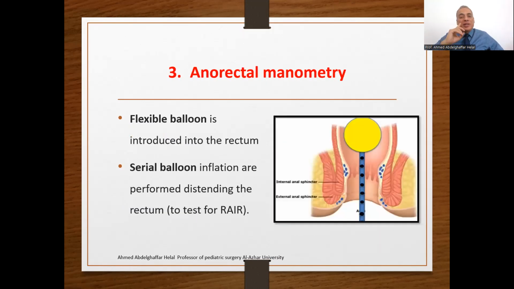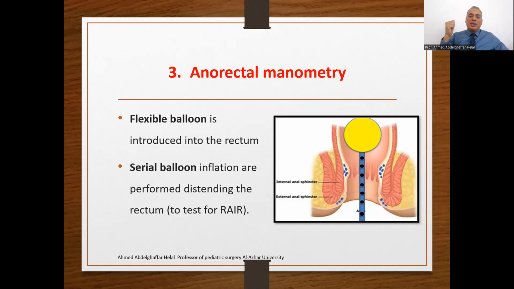Anorectal manometry is very important and essential in cases of intractable constipation or failed medical therapy. A flexible balloon like this is introduced into the rectum and serial balloon inflations are performed. What is the role of this inflation? It mimics stool distending the rectum.